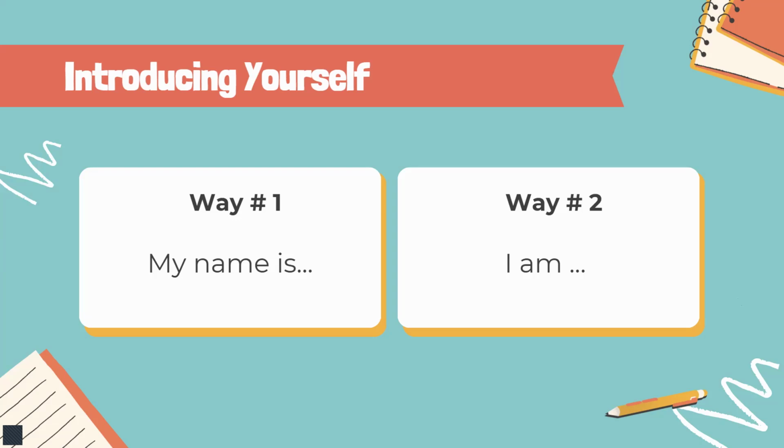So let's repeat. My name is, use your name. Perfect. I am, use your name. Perfect. My name is Maria. I am Maria.